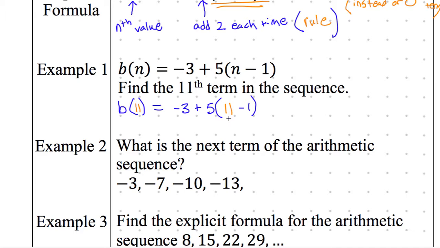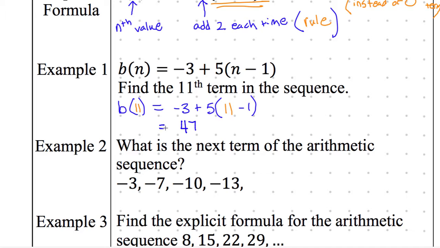Okay, now I need to simplify. Let's do some mental math. Ready? 11 minus 1. b of 11 equals 47. Well, b of 11, keep this as b of 11. It is read as the 11th term. So find the 11th. Okay, so 11 minus 1 equals 10 times 5 equals 50. 50 minus 3 equals 47. That's the answer. The answer is 47.